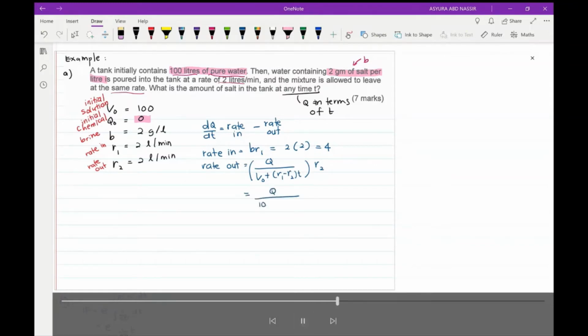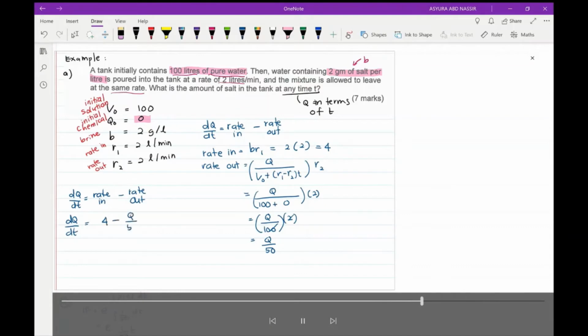Then we have Q over 100 plus 0 times 2. So this is what you have in your rate out, that is Q over 50. You need to simplify into the simplest form so that you can substitute in your formula. Next, the formula is dQ/dt is rate in minus rate out. So substituting, we have 4 minus Q over 50. When you rearrange the function, it is dQ/dt plus 1/50 Q equals 4.